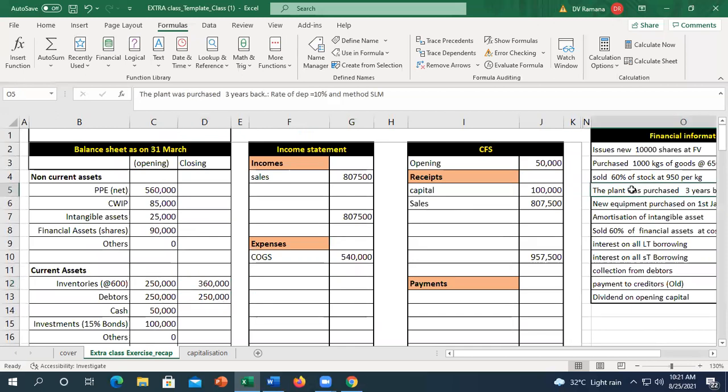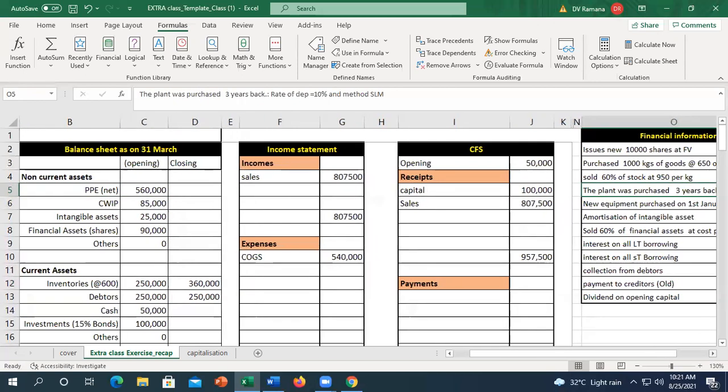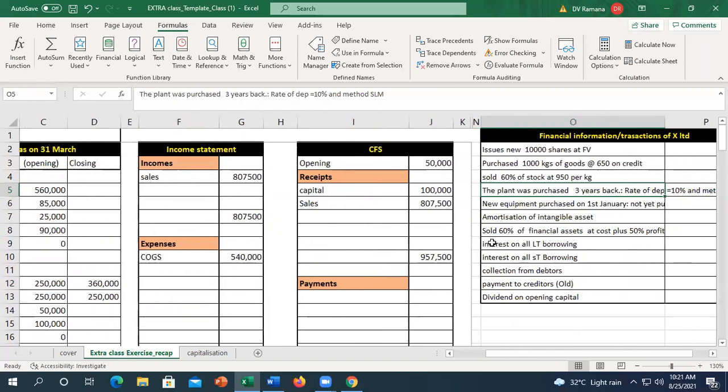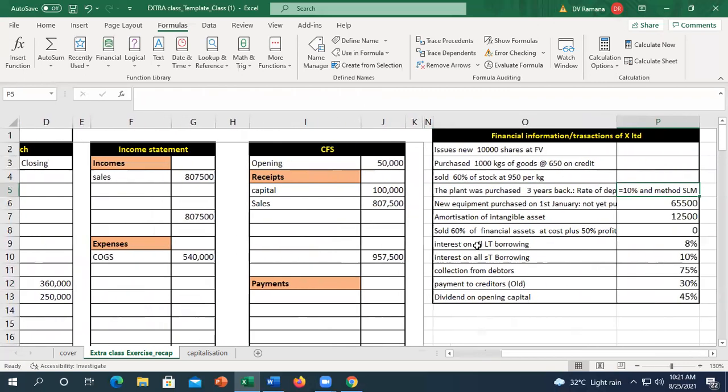And then it says the plant, this is relating to property, plant, and equipment. The plant was purchased 3 years back. The rate of depreciation is 10%.